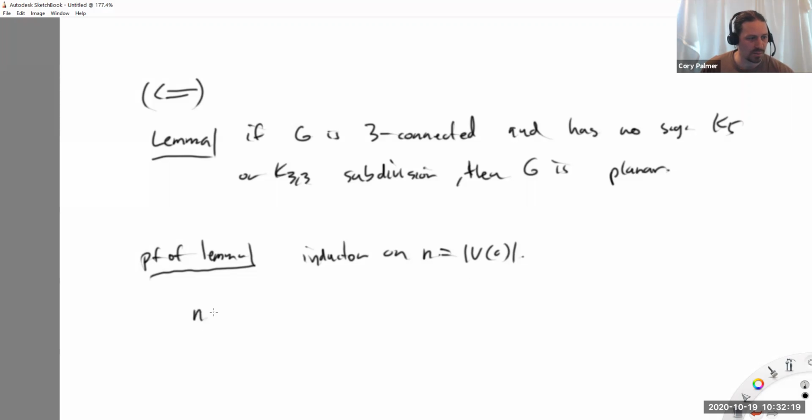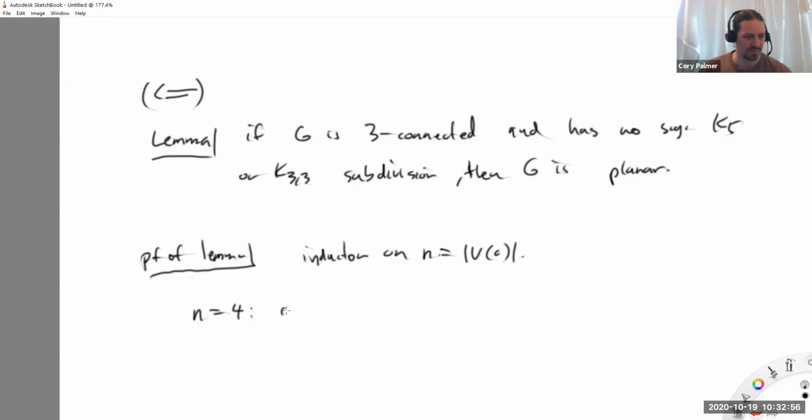Okay. The smallest case for which the lemma makes any sense is for n equals 4, right? You don't have 3 connected graphs on fewer than 4 vertices. And actually on 4 vertices, there's only one 3 connected graph, right? The K4, the complete graph on 4 vertices, which just so happens to have no subdivision of K5 or K33, merely by the fact that it doesn't even have 5 vertices, right? So K4 is the only graph that satisfies our theorem here. It's the only one that's 3 connected on 4 vertices, and it trivially satisfies the no K5, no K3,3 subdivision.